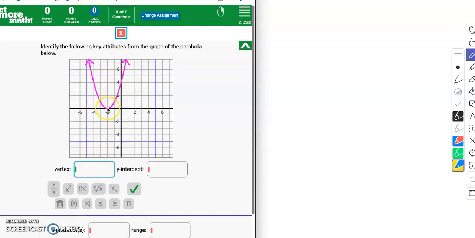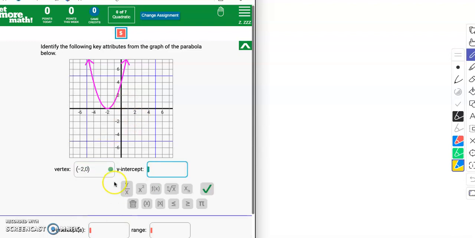So the vertex here sits right on the x-axis. This vertex is the ordered pair (-2, 0). The y-intercept is where a graph crosses the y-axis. So that's the ordered pair (0, 4).